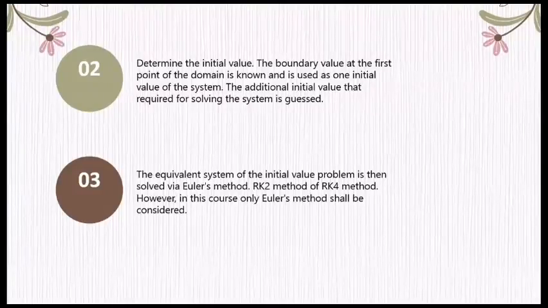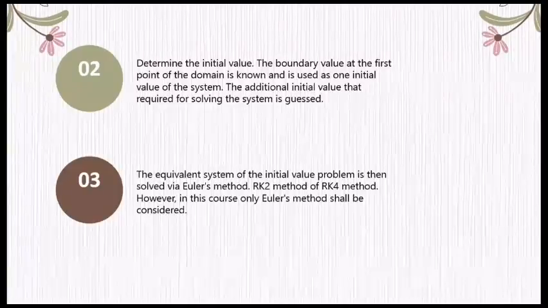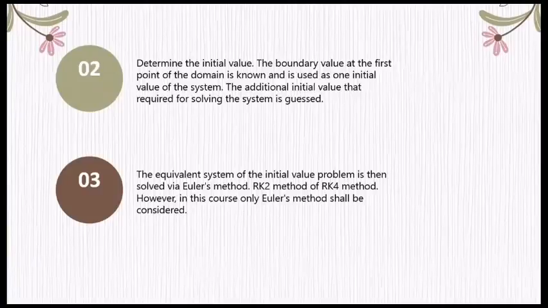Step 3. The equivalent system of the initial value problem is then solved via Euler's method. So, what is Euler's method and how does it work? Euler's method is a first order method, which means that the local error, or the error per step, is proportional to the square of the step size, and the global error, or error at a given time, is proportional to the step size. There are also the RK2 method or RK4 method. However, in this course, only Euler's method shall be considered.